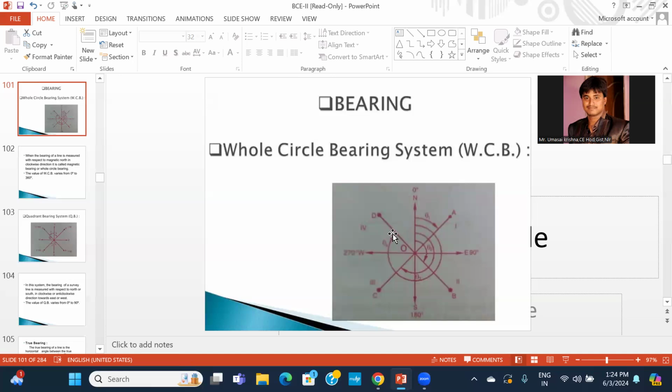Quadrantal bearing and whole circle bearing. In quadrantal bearing, the north and south poles are taken as reference, and the angle lies between 0 and 90 degrees. Whereas in whole circle bearing, it will be from 0 to 360 degrees for one rotation. If it is greater than 360, then again it comes to the first and second quadrants.